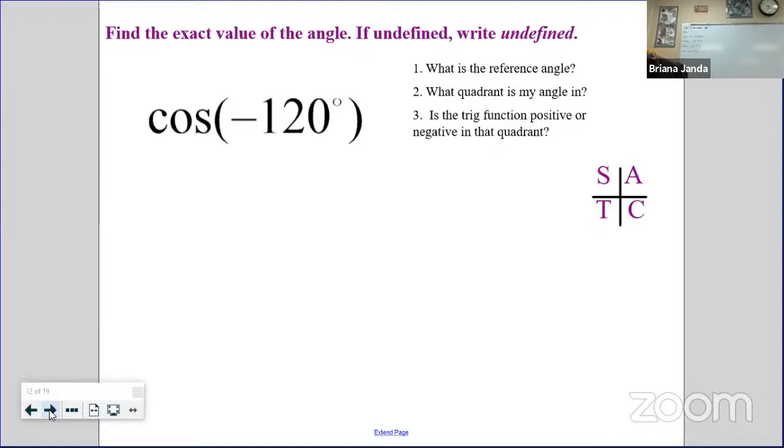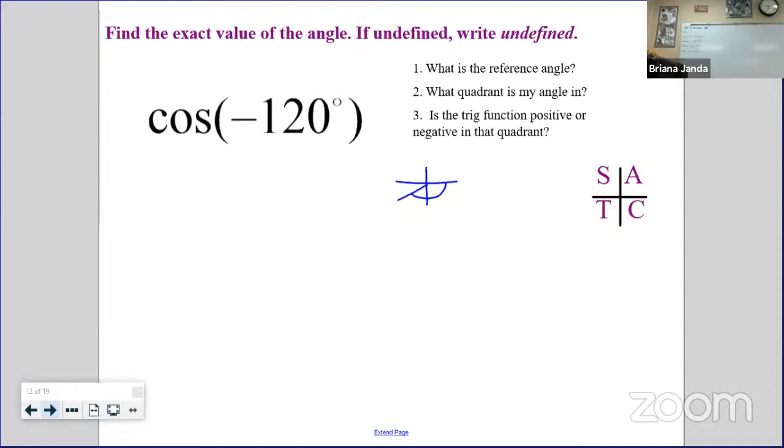The fact that this is a negative angle does not mean my answer is negative, right? Whether my answer is positive or negative comes completely from "all students take calc." So if I were to draw negative 120 degrees, do we all get a picture something like that?